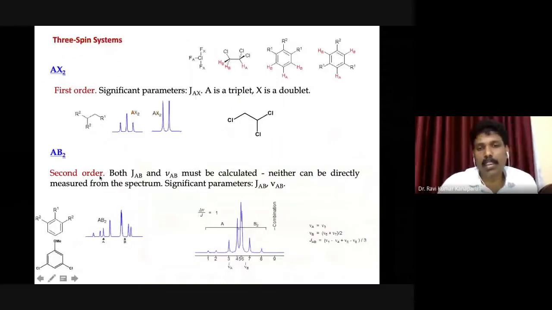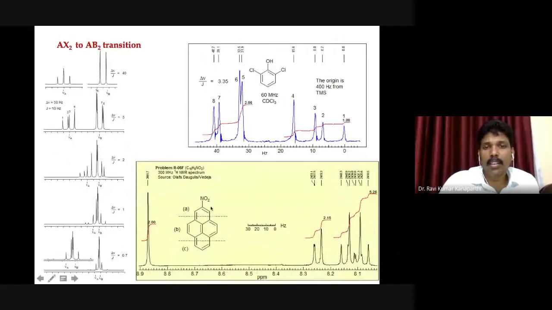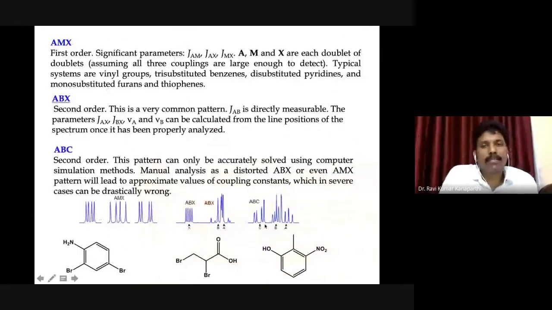So these are the examples of AX2 and AB2. Similarly, we can also have the AMX, ABX, ABC systems, and these are the examples for those. So this is an example for AMX system. You can think of A and then M and X.